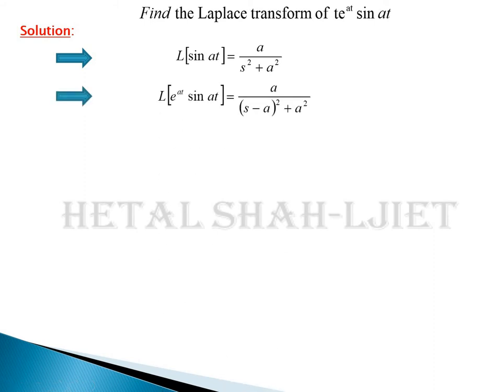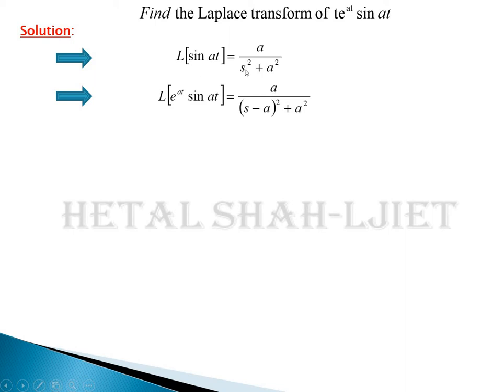Now, for Laplace of e raised to at sin at, you have to apply the first shifting theorem, because if your function of t has an exponential term in multiplied form, then you have to apply the first shifting theorem. For the first shifting theorem, this is the positive term, so in the answer you get a negative sign.